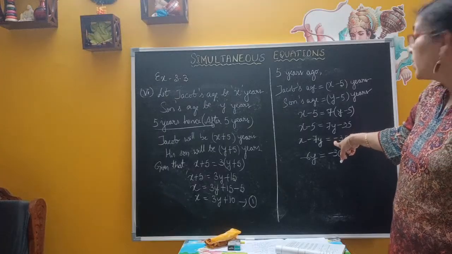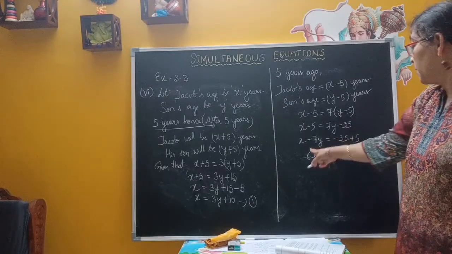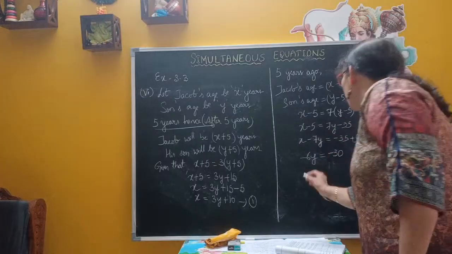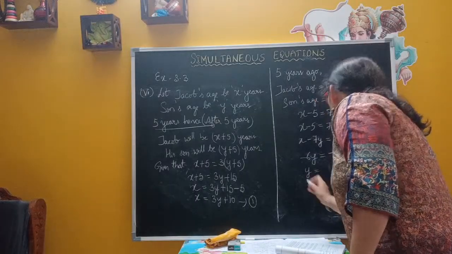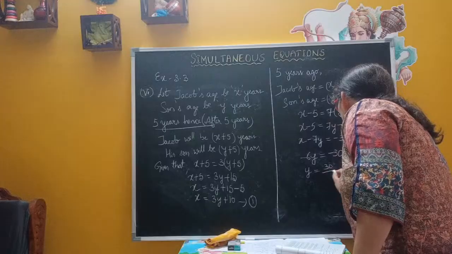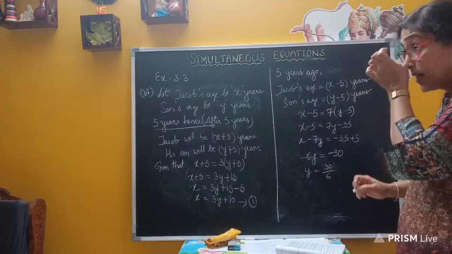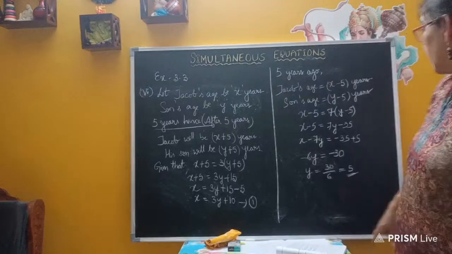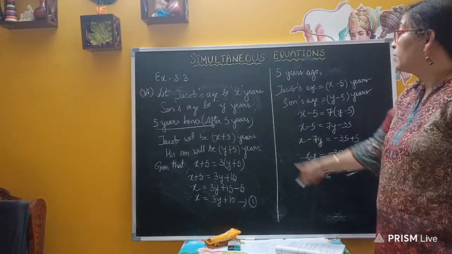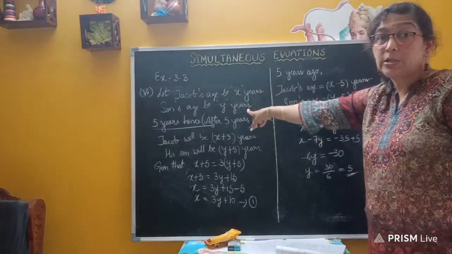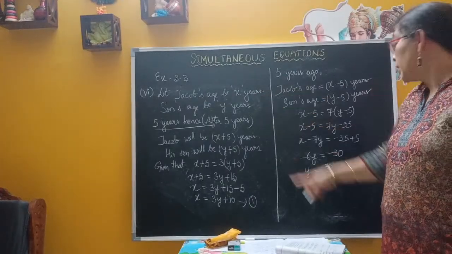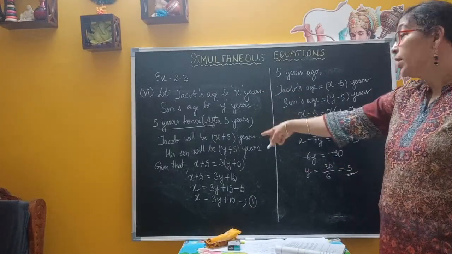The greater number is 35, it has the minus sign, so it is minus 30. Both the sides we have negative signs, so it gets cancelled. So y is equal to 30 by 6. How much is it? 6 fives are 30. So y is equal to 5. What is this y now? y is the son's age, the present age of the son, 5 years. Now how do you find the value of x?